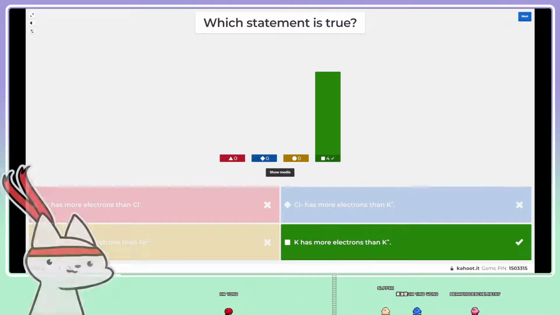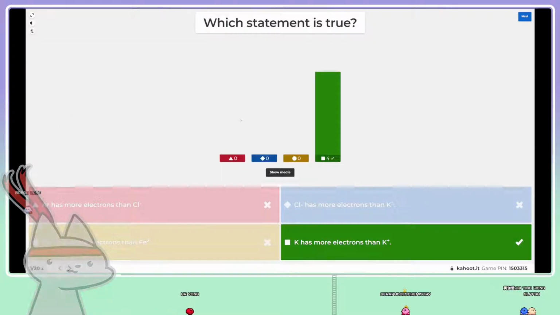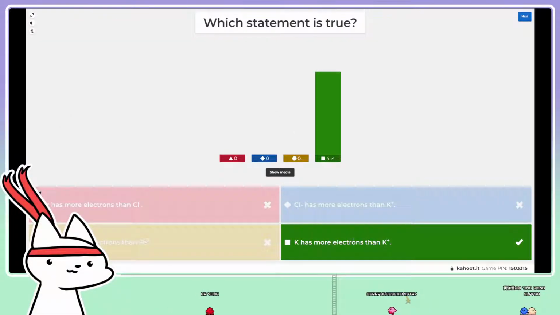Oh, okay. In this case, everyone got it correct. In general, when it comes to gaining and losing electrons, plus means you lose electrons. As you lose electrons, there will definitely be fewer electrons. So K plus will have fewer electrons compared to K as a whole. Okay, moving on.